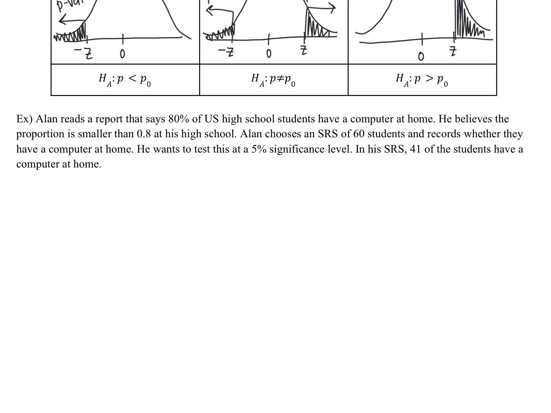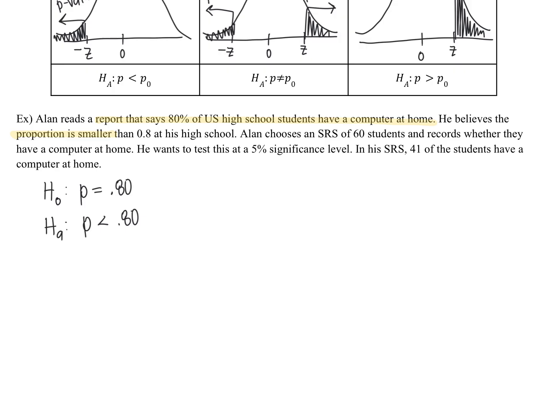So the first thing you do when you are reading a problem is write your hypotheses. You have to pick out the information about the population claim and the information that's going to give you your alternative hypothesis. Our null hypothesis is based off the fact that the report says 80% of high school students have a computer at home, and he believes the proportion is smaller. That is going to give us our null and alternative hypotheses. So our null hypothesis is going to be that P is equal to 0.80 because it's always equal. The alternative hypothesis is going to be that P is less than 0.80 because that would be smaller.